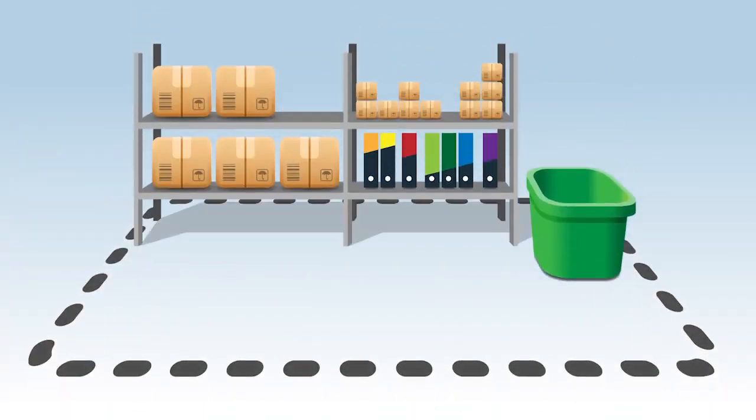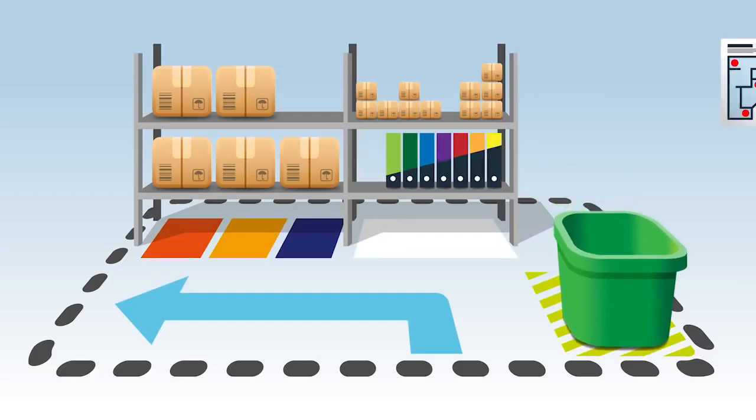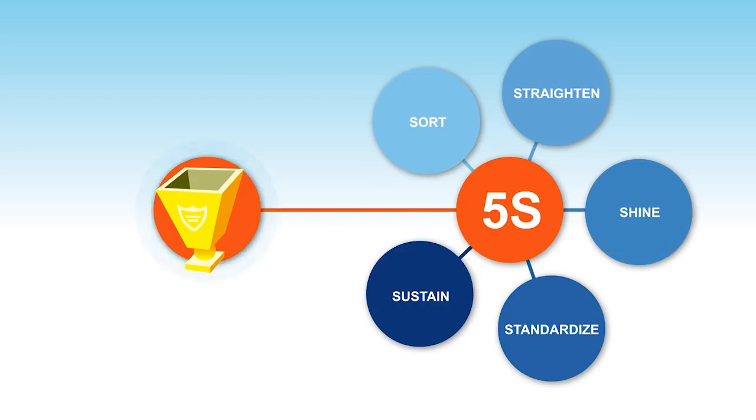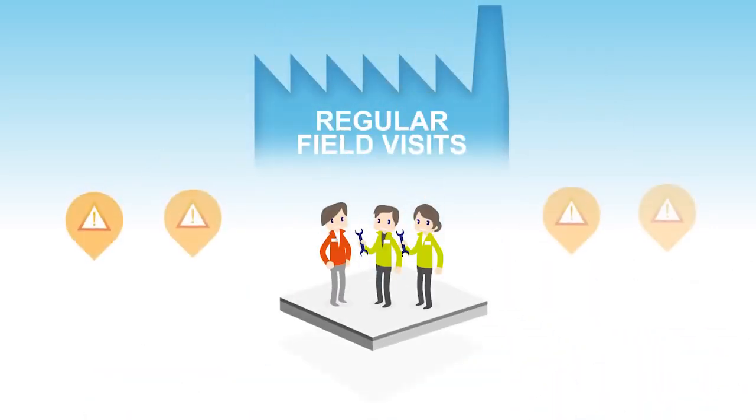Putting your workspace in order will also give you the chance to give meaning to what is visible and make all the important things visible again. The key to success for this first step is to keep your area up to 5S standards and to make regular field visits so that you are made directly aware of the problems of your co-workers.